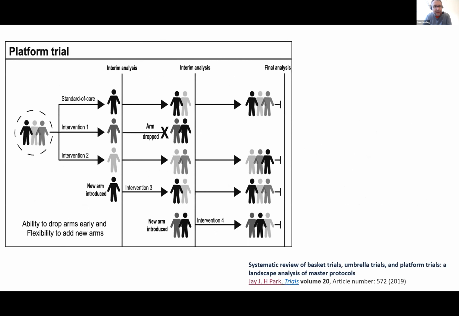So the next step from the umbrella and the basket design is the full platform trial design. And I think of these as being a combination of the basket and the umbrella. So the basket was one drug, multiple disease or patient types. The umbrella was one patient type, but potentially multiple drug candidates, whereas the platform basically does both.